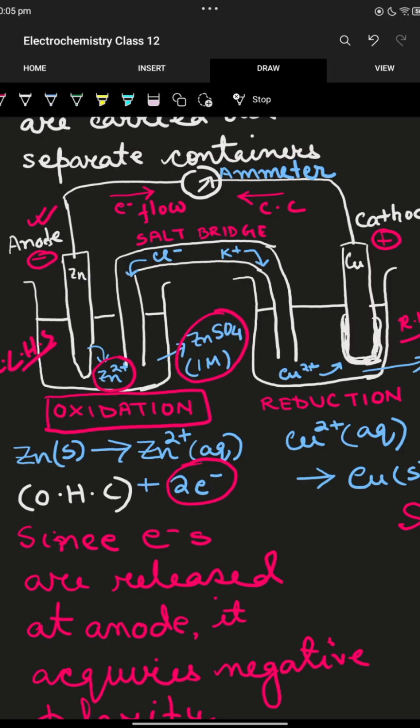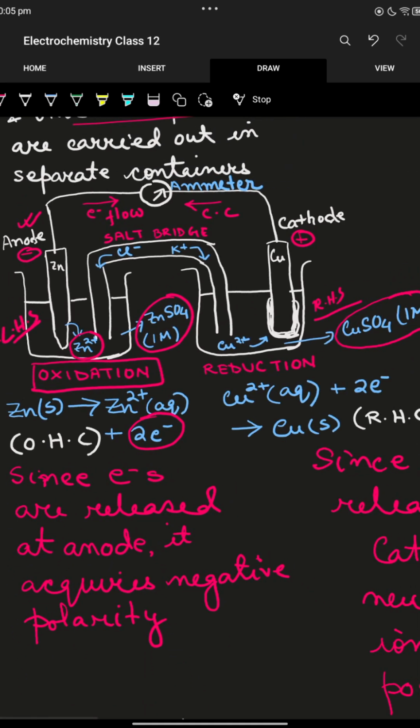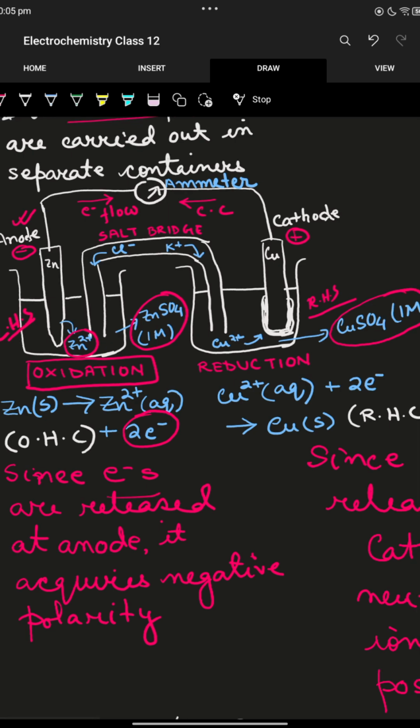This is not the same as the electrolytic cell where the current is passed in order to carry out the reaction. Here the zinc end is the anode end, and due to the release of the electron, the zinc end attains the anode or the negative terminal.